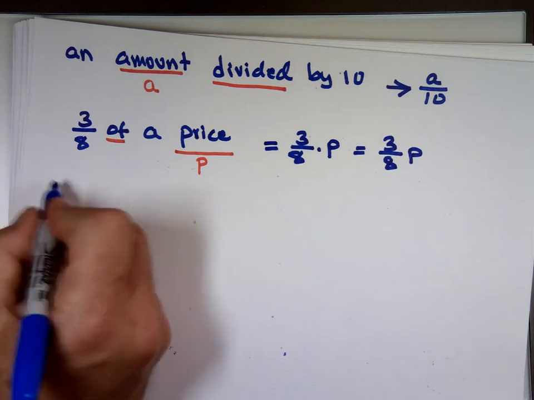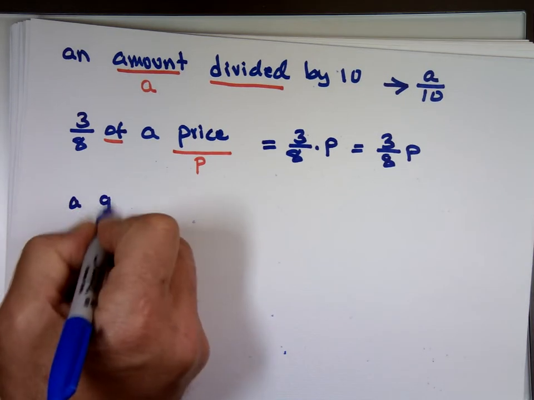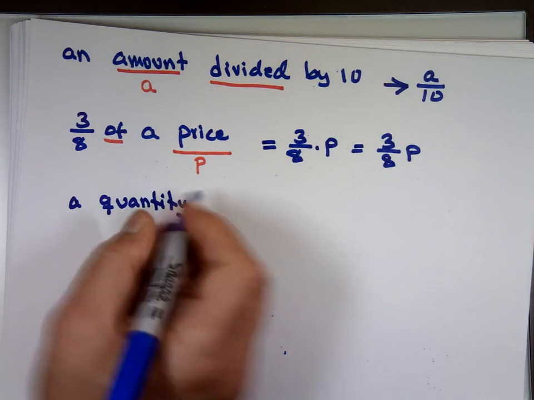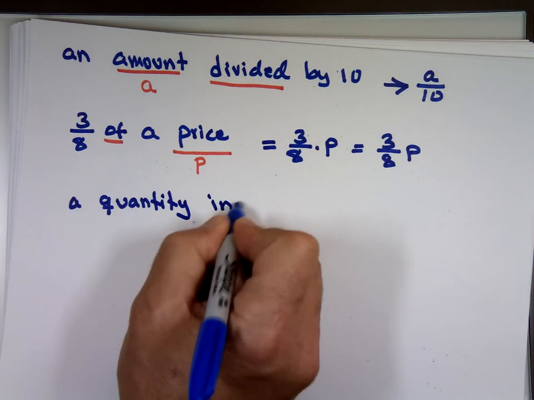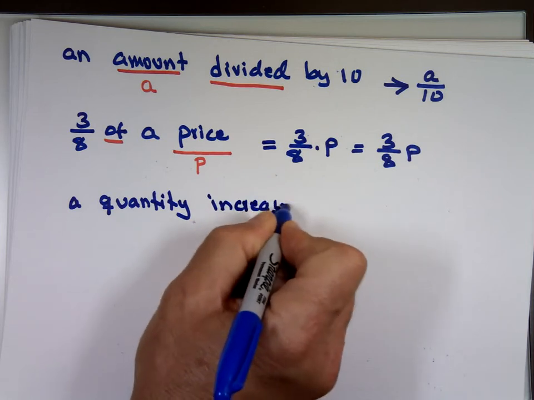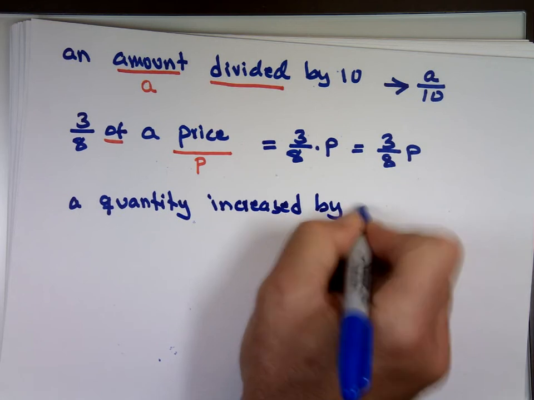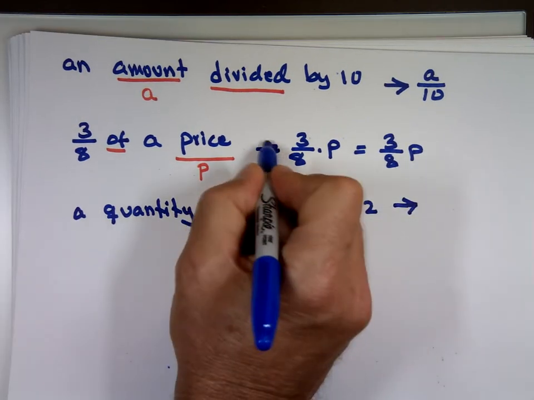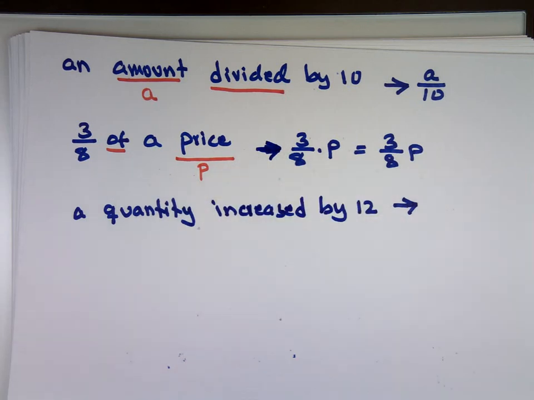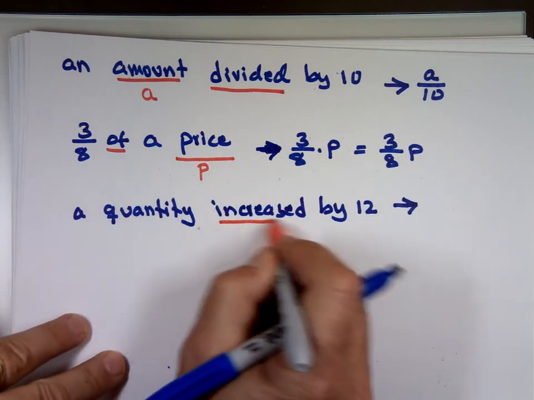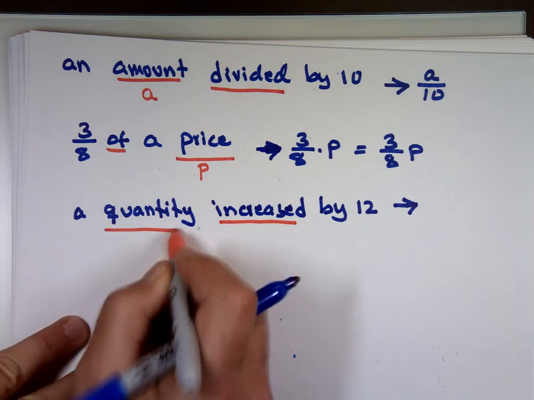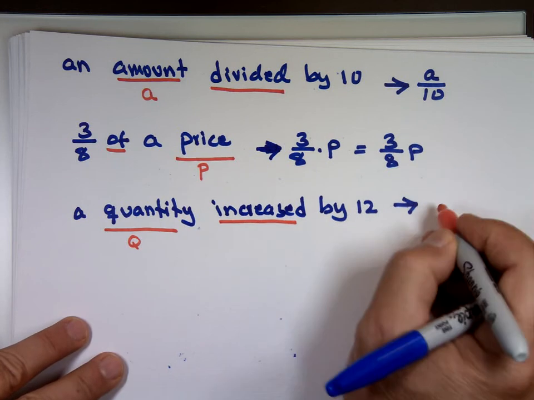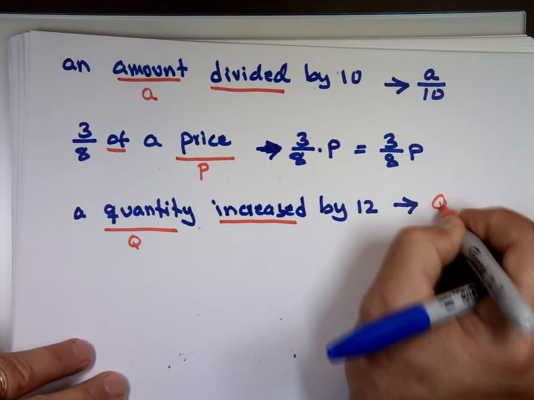Let's try this. A quantity increased by 12. A quantity increased by 12. Increase means what? Addition. Quantity, we're going to use what? Q. Q increased by 12. That becomes what? Q plus 12.